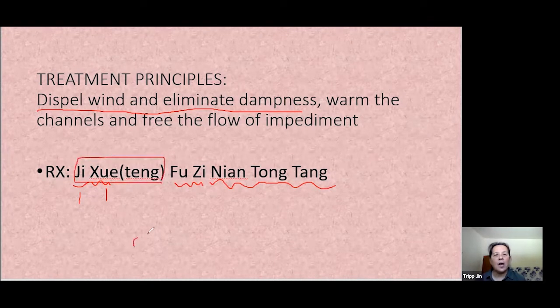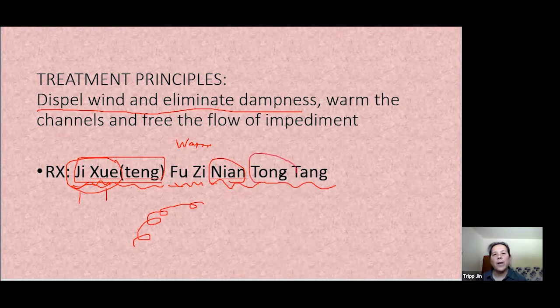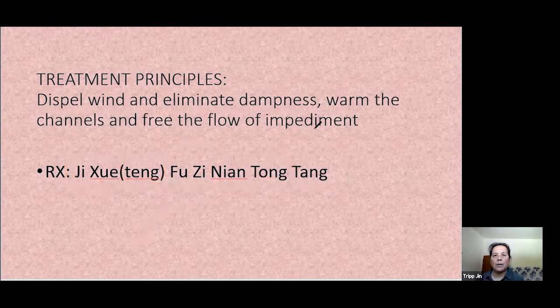That one is a plant, the one we call Ji Xue Teng. So truly, inside the formula is Ji Xue Teng. It's not Ji Xue, it's Ji Xue Teng. Fuzi is a pretty warm herb. Nian here still means relief. Tong is pain. So that's warming the channels, dispersing the wind, and really removing some dampness from it.